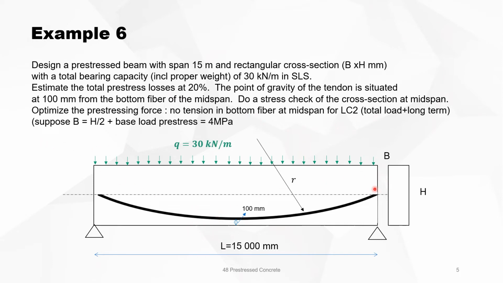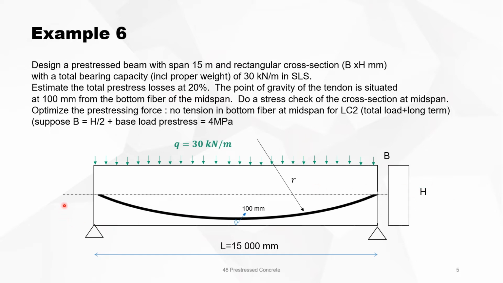So here we have to design the pre-stressing force, but also the dimensions of the beam. And the beam must be able to carry 30 kilonewtons per meter in SLS. For a section like that, we have too many variables. We always try to have the width be half of the depth of the beam.